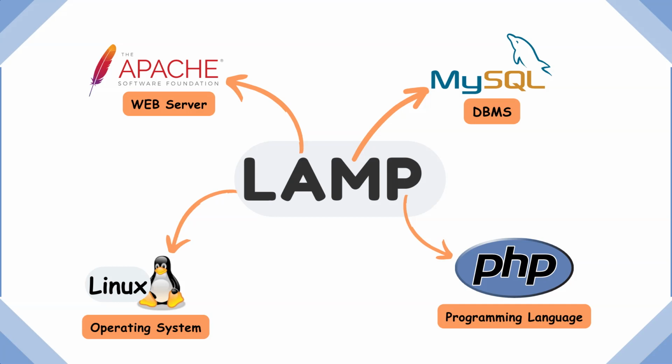Basically, LAMP stack is a set of open source tools that we can use to develop web applications. A LAMP stack consists of four components: an operating system, a web server, a database management system, and a programming language. For this demo, I am using Ubuntu 22 as a Linux operating system, Apache web server, MySQL database management system, and PHP as a programming language. Some people also use Perl or Python instead of PHP, but PHP works well with MySQL and is most commonly used. That's why I have covered PHP.